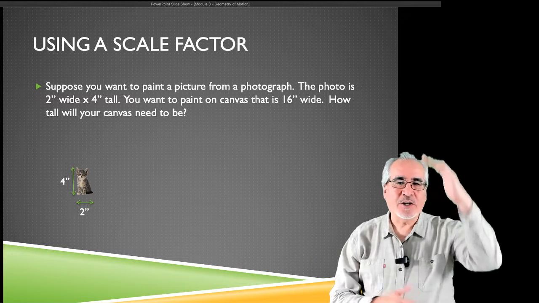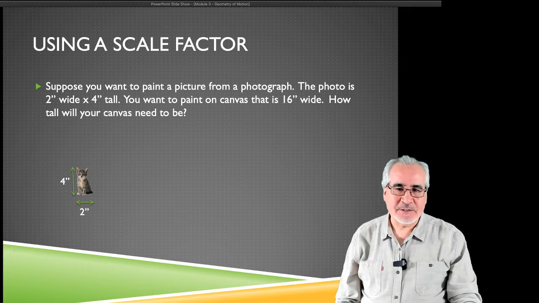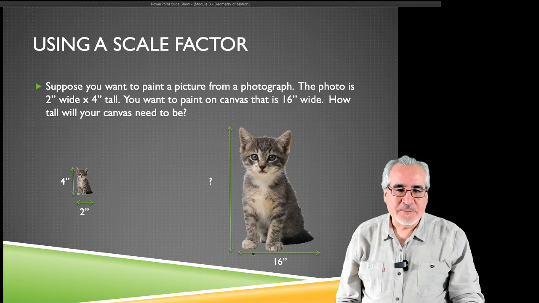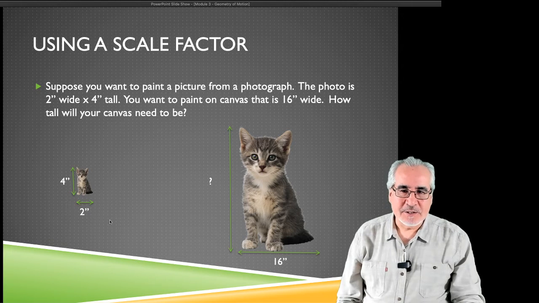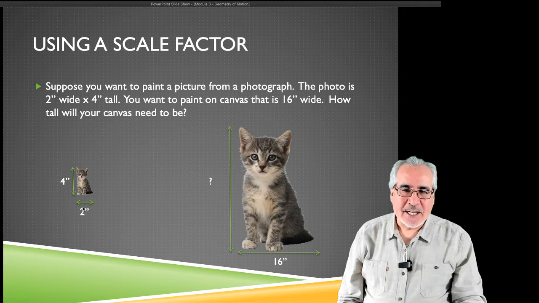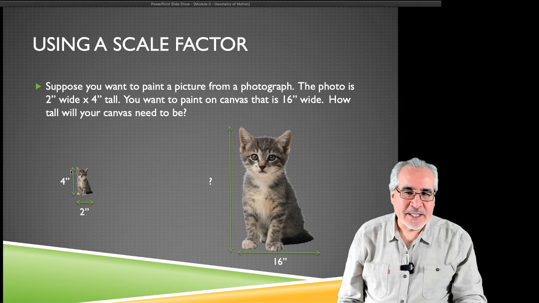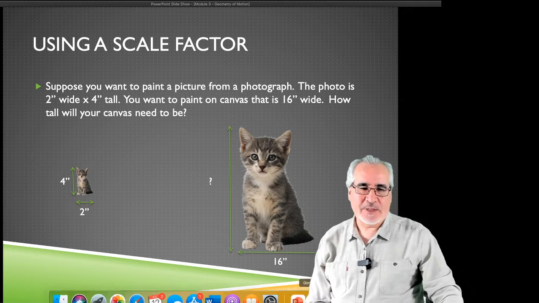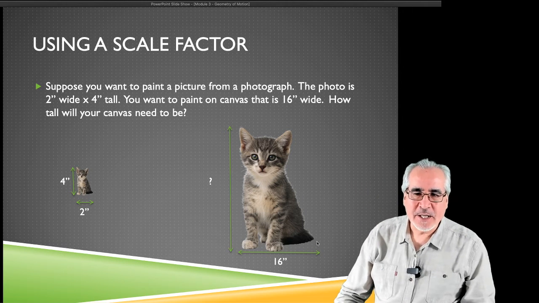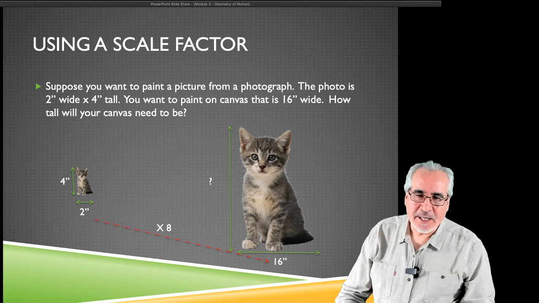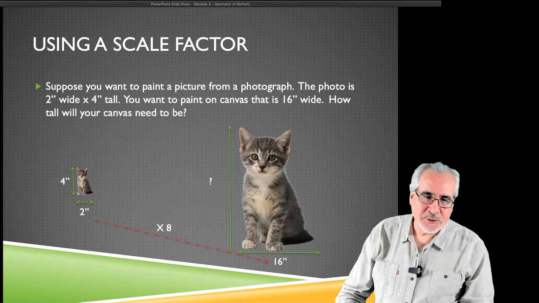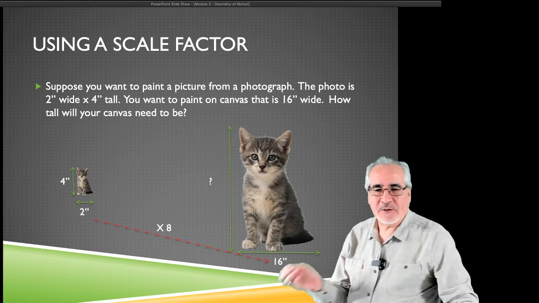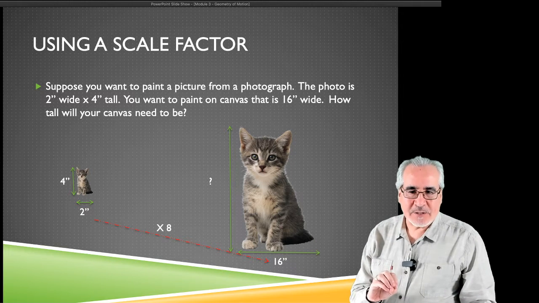So how tall would we need to make that canvas in order to fit our cute little cat on there? Well, if this is 16 inches, notice we got the big cat now, we need to make it how much? Well, there's kind of two ways to go about this. One way would be to say, take 2 to 16, or 16 divided by 2 is 8. However you want to do the math, 2 times 8 is 16. So that's what had to happen.